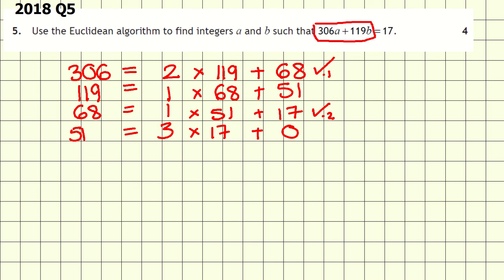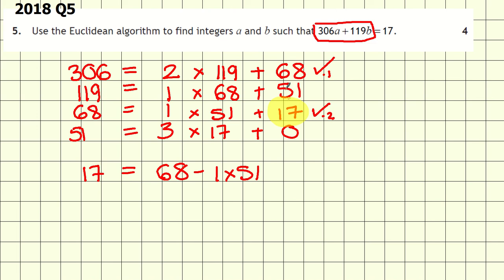So what you're going to do now is, I'm just going to get my highlighter, and we're going to rewrite this line here with 17 at this side, because that is your greatest common divisor. So it's going to be rewritten as 68 take away 1 times 51. Okay, so in this question, you're not actually getting your third mark at this stage. I'll let you know when you are getting your third mark.